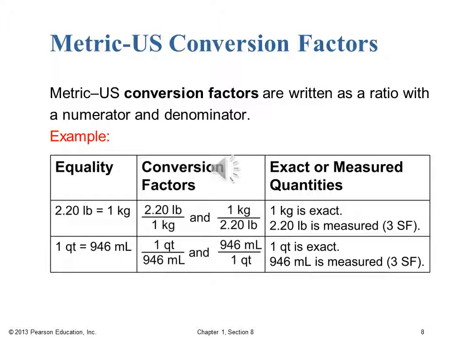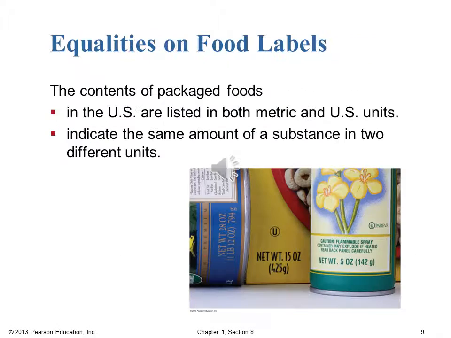Likewise, with 1 quart equals 946 milliliters, we expect that the 1 quart is exact, but the 946 milliliters is a measured number, so therefore 3 significant figures. But again, I would ordinarily write 1.00 quarts, for instance, so that you're not confused by that subtlety, but you may see it out there, or certainly the problems in the text may expect you to know that that 1 quart or 1 kilogram in these examples is an exact number.